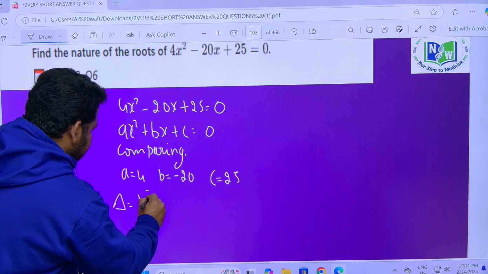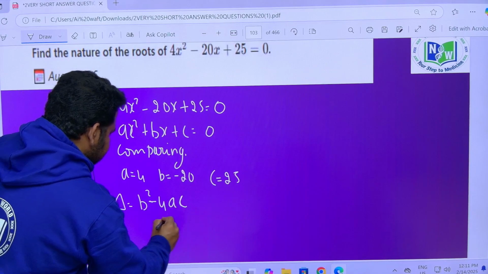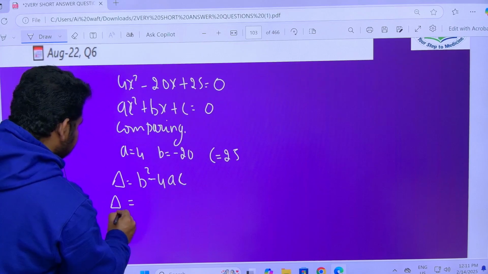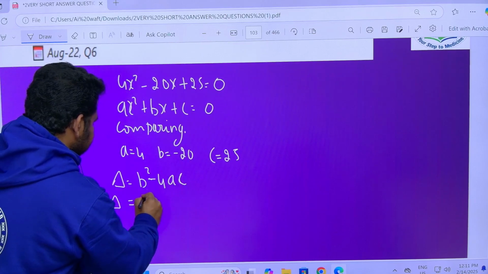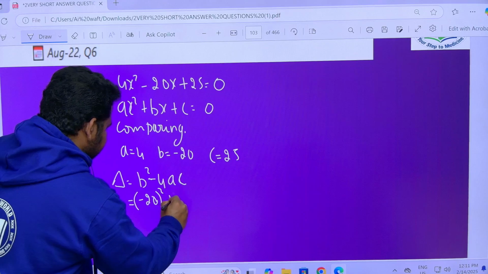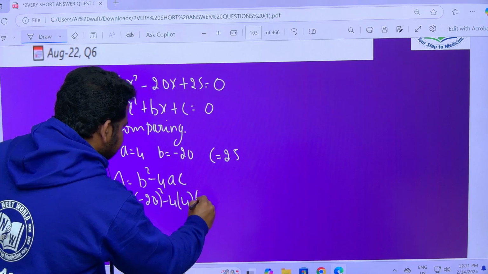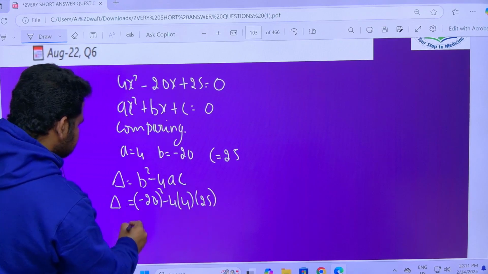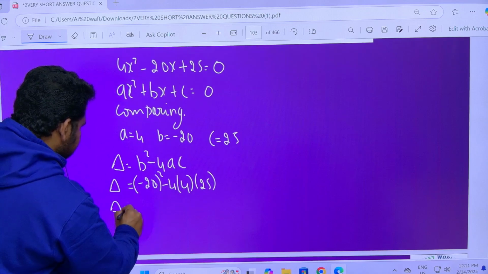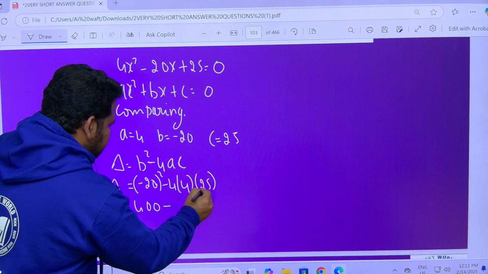Now the delta value, that is discriminant, delta is equal to how much? b square minus 4ac. So this will be equal to what? We have to find out that value. b square is minus 20 whole square, minus 4ac. 4 into a is what? Plus 4, c is what? 25. So this will be equal to what, friends? 20 square is 400. Minus into minus will become plus 400.